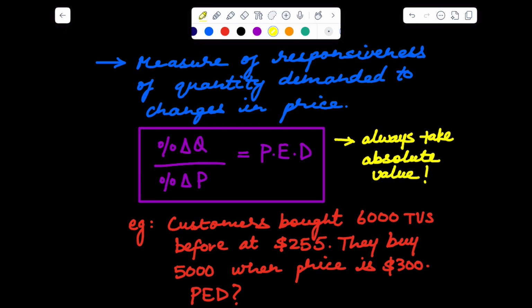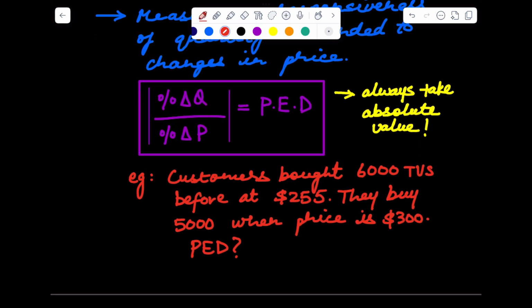Always remember that you have to take the absolute value when you consider price elasticity of demand. You may get a negative answer, but always remember you always take the absolute value for PED, because in economics terms, it helps simplify understanding the relationship there is for a certain good and how price impacts the quantity demanded. That's the main reason why we take the absolute value. So always, always, always take the absolute value.